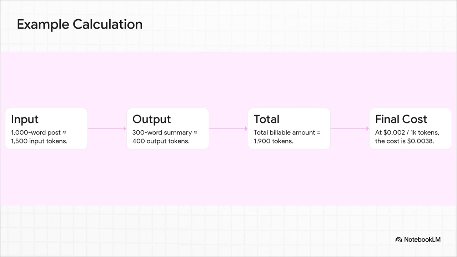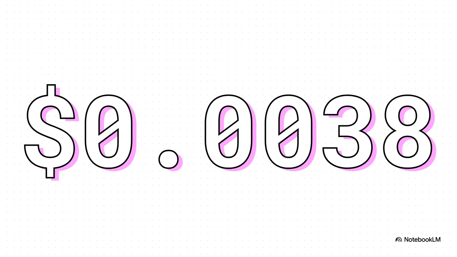Say you've got a 1,000-word article you want summarized. You send that to the AI, that's about 1,500 input tokens. The AI does its thing and gives you back a nice, tight 300-word summary. That's about 400 output tokens. You add them together, and your total for this job is 1,900 tokens. And at a pretty standard rate, that whole operation costs you less than half a penny. It's ridiculously cheap for a single task like that. But you can see how if you're doing this millions of times a day, those tiny fractions of a cent start to add up really, really fast.